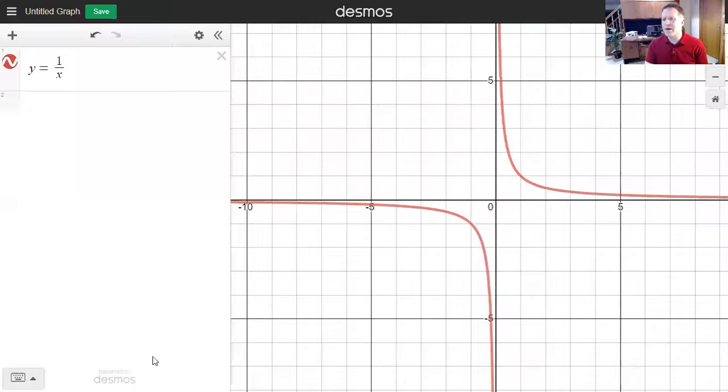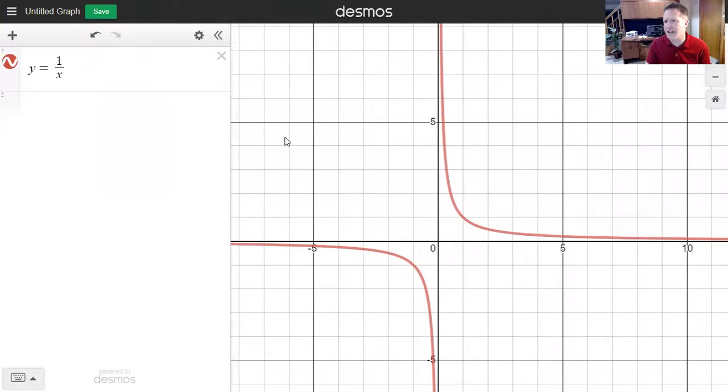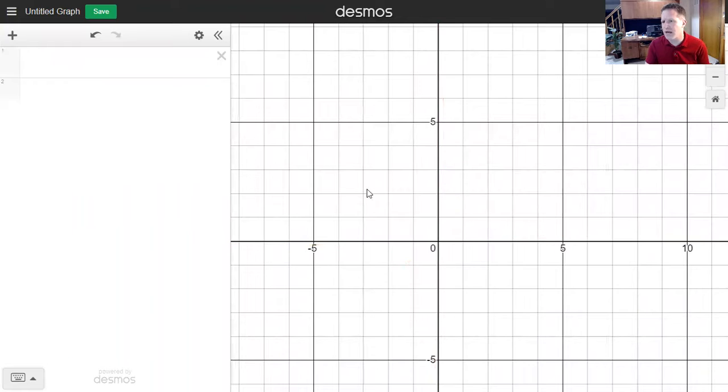And let's look at that graph one more time. So in this graph here, I want you to notice that the x-axis is one of those sorts of lines. It's a line that the graph approaches without touching.